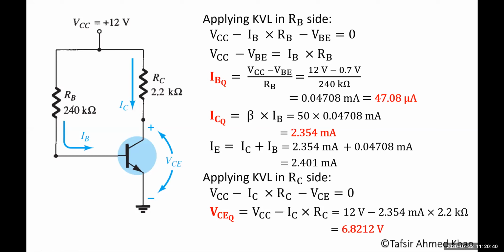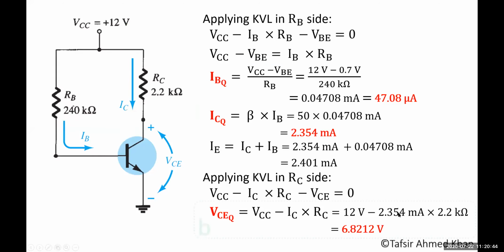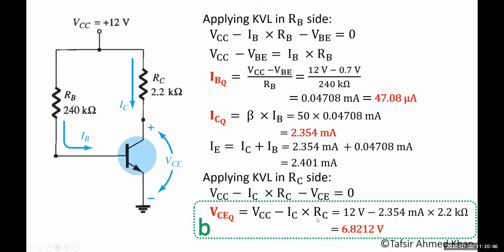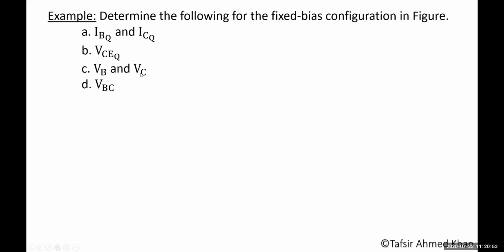Okay. So this is the question number A. This is the question number B, the answer to the question number B actually. Next, what do they ask for? They ask for VB and VC, then VBC.